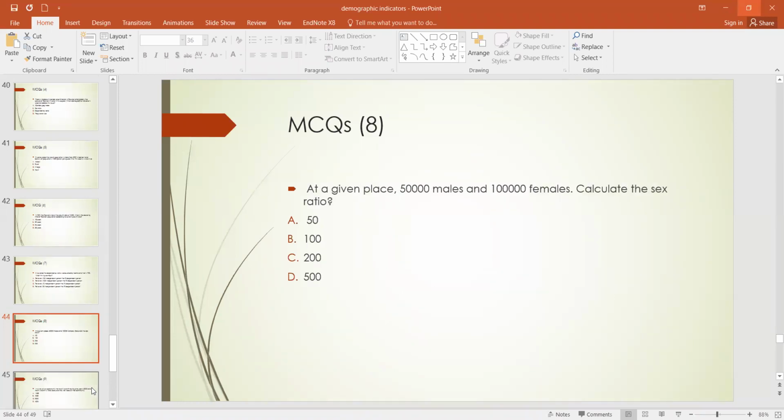At a given place, 50,000 males and 1 lakh females, calculate the sex ratio. D is the right answer, 500, because the number of males divided by the number of females, 50,000 divided by 1 lakh, answer is 0.5. And when 0.5 is multiplied by 1,000, then the answer is 500.